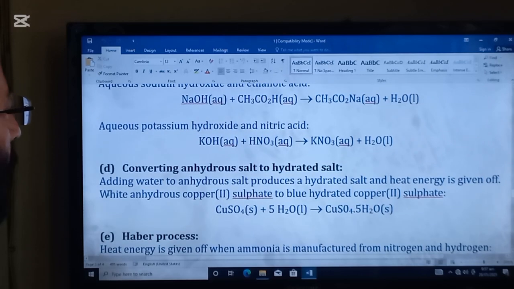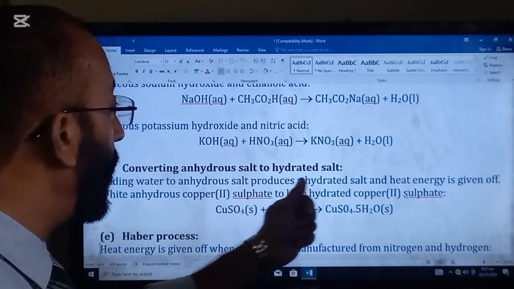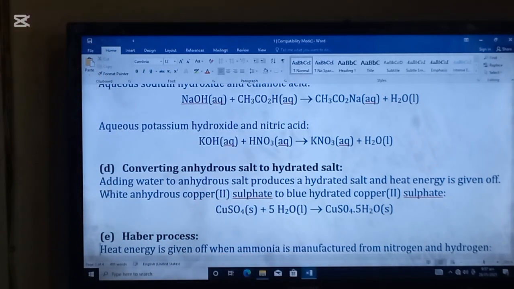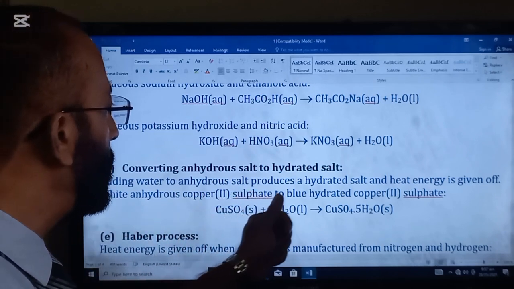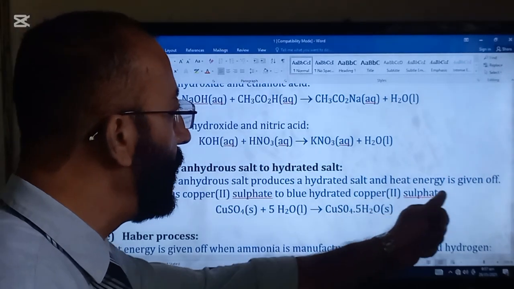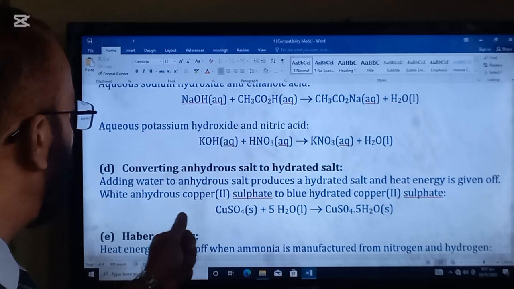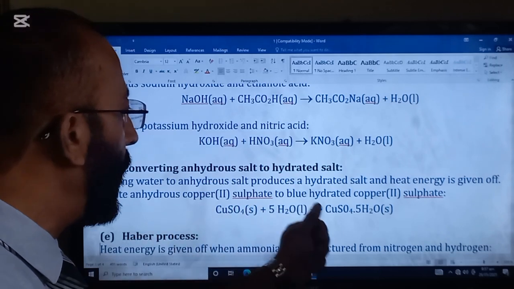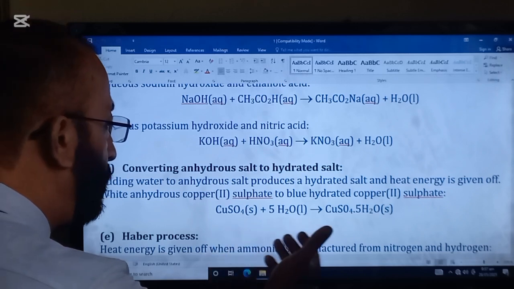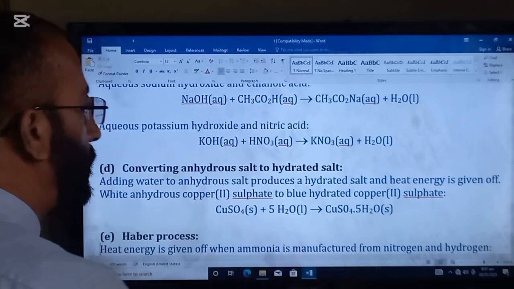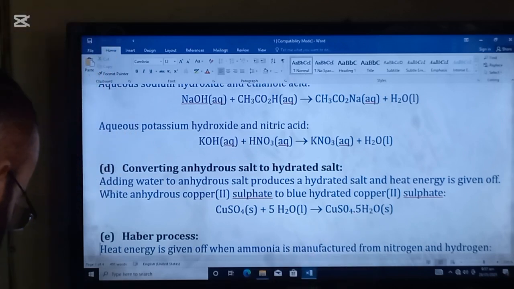Another example of the exothermic reaction is converting anhydrous salt to hydrated salt. Adding water to anhydrous salt produces a hydrated salt and heat energy is given off. White anhydrous copper sulfate to blue hydrated copper sulfate, equation is here. CuSO4 plus 5H2O forms hydrated copper sulfate, that is CuSO4.5H2O.